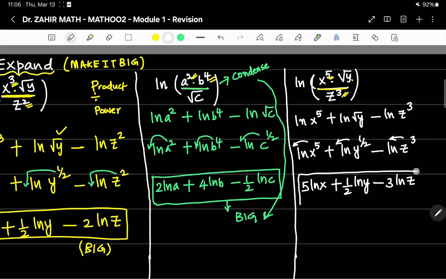All the powers gone? Yes. And all the terms are expanded? Yes. So this is going to become your expand. Expand means what? Make it big.